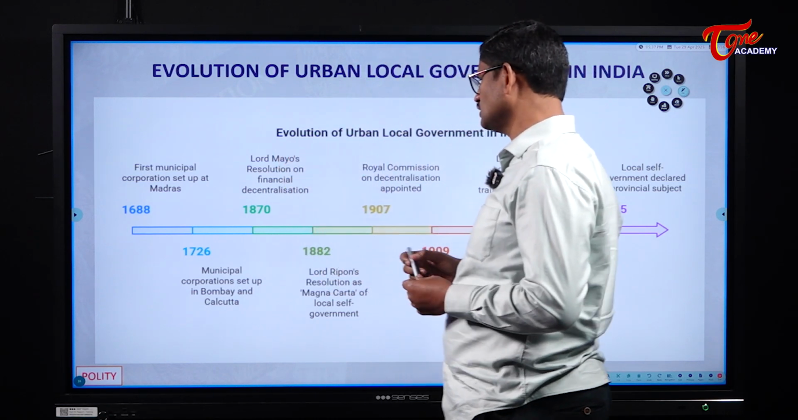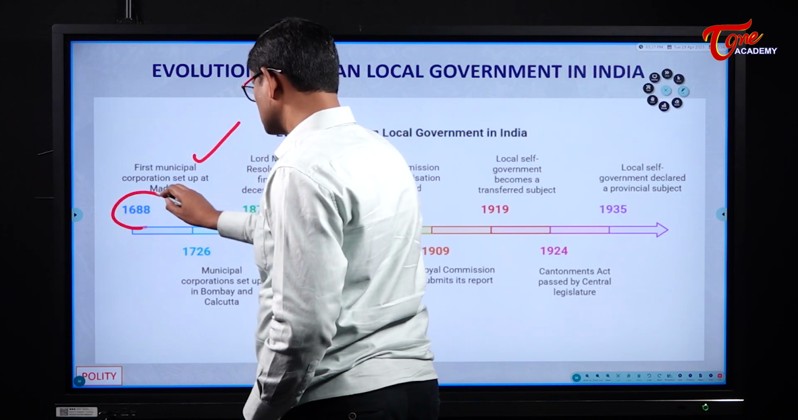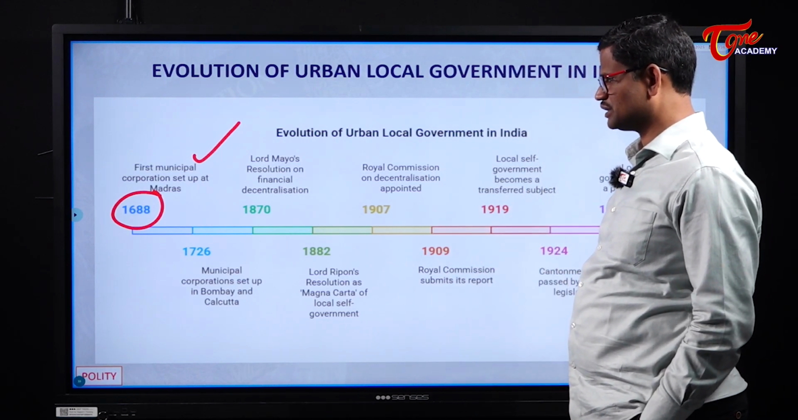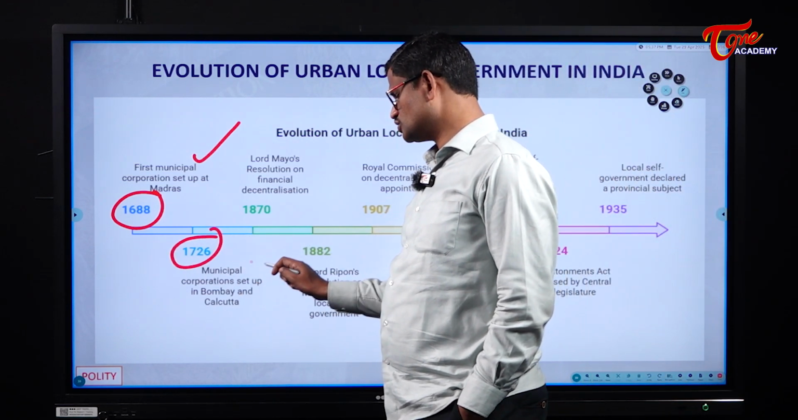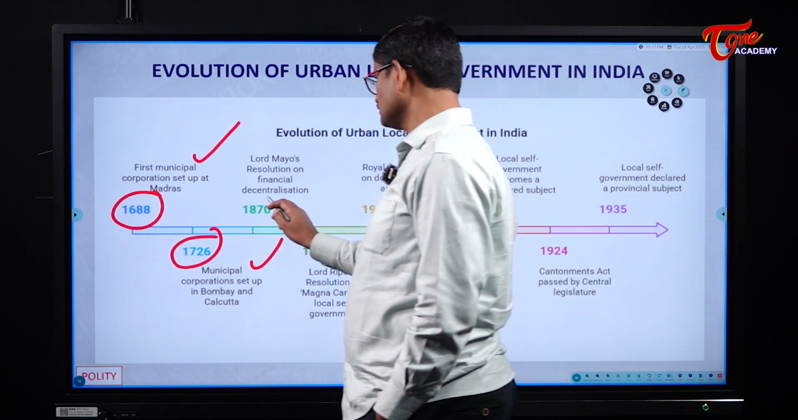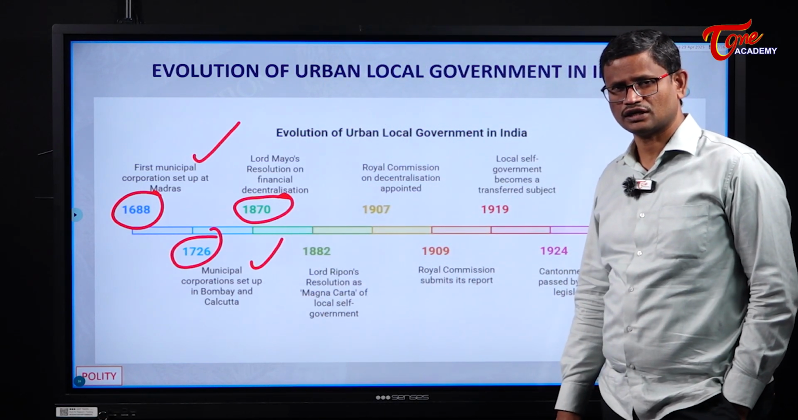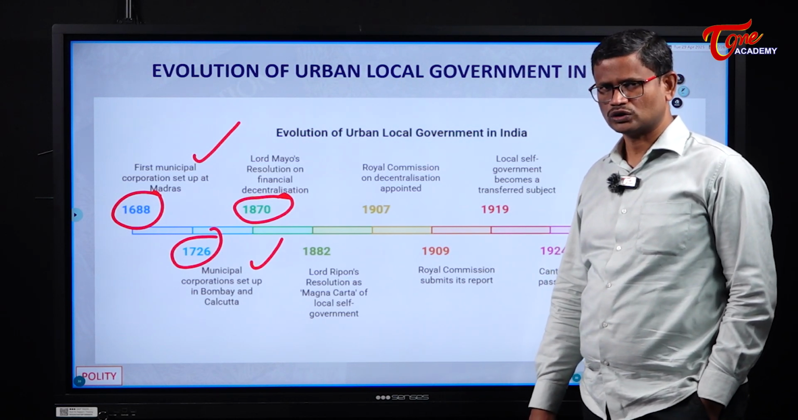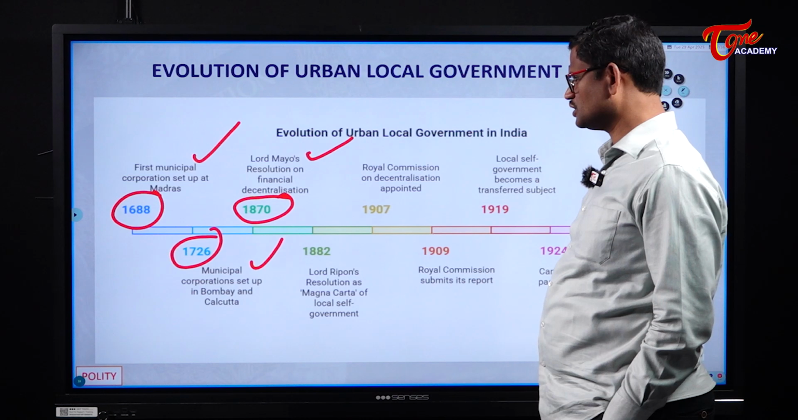If you see the evolution, the first municipal corporation was set up in Madras in the year 1688. Later on, in 1726, we have municipal corporations which were set up in Bombay and Calcutta. In 1870, there was one important resolution on financial decentralization, that is decentralizing the financial powers to the local level. This is Lord Mayo's resolution on financial decentralization.